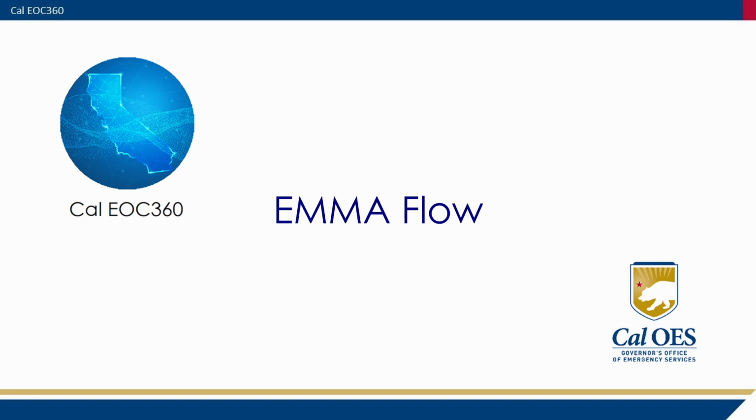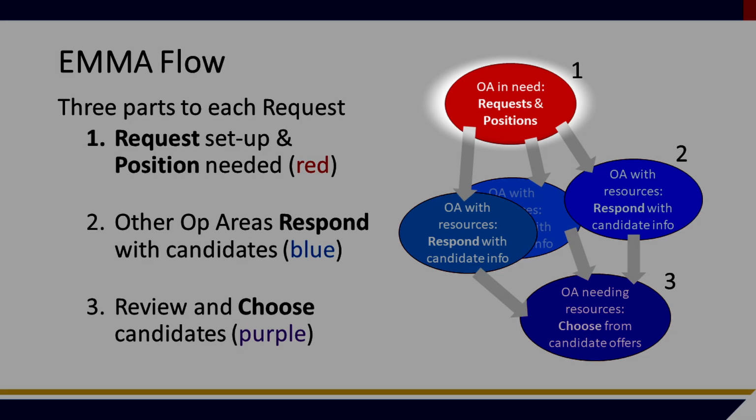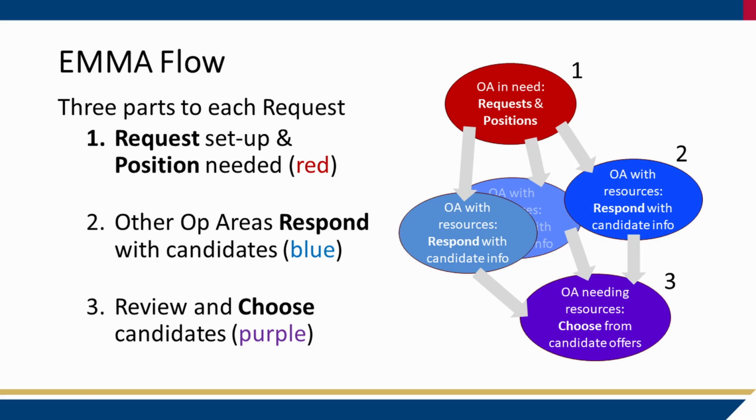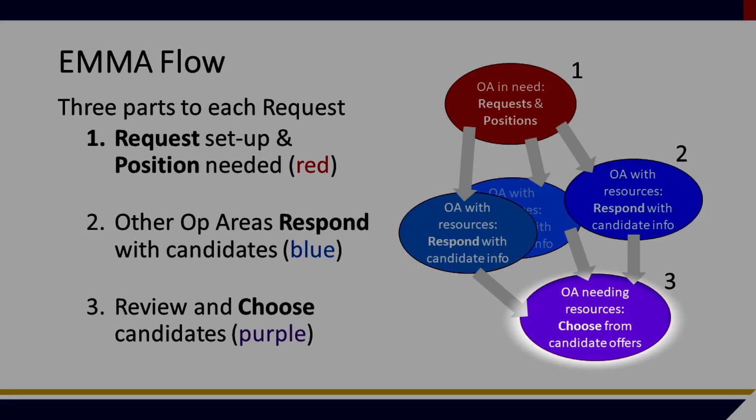The EMMA flow. This is the basic flow of an EMMA request. There are three parts: the request with needed positions, the responses from other OAs, then choosing the best candidates.